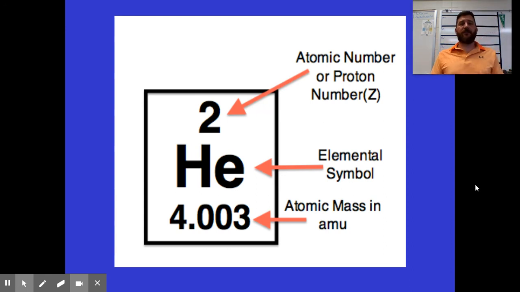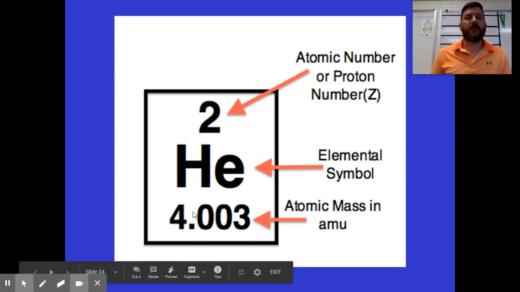So we're going to take helium. The elemental symbol is He. Its atomic number is 2. So that means it's the number of protons. That 4 on the bottom. So if we wanted to figure out how many neutrons were in the nucleus, we would take 4, we would subtract 2, and we would get 2 neutrons.